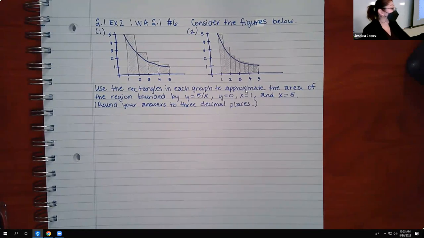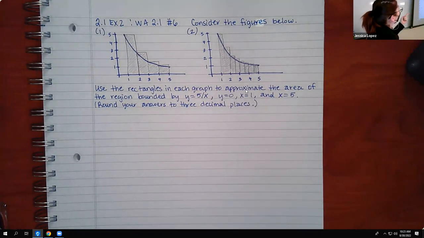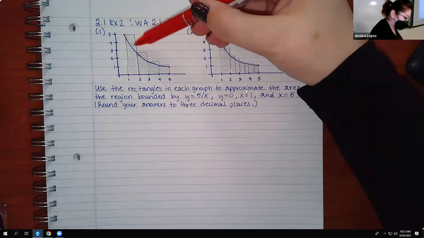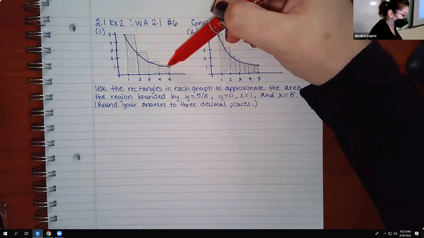Okay, so this one actually is going to tie into that whole better approximations idea as well. Because notice here, it's the same function, by the way. So for both of these graphs, it's the graph of y equals 5/x, okay? And in the first one, you notice that they only have 4 rectangles, okay? And then you've got this overage on each of these rectangles, right?